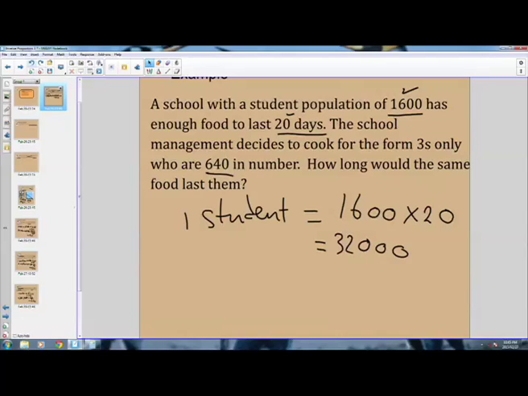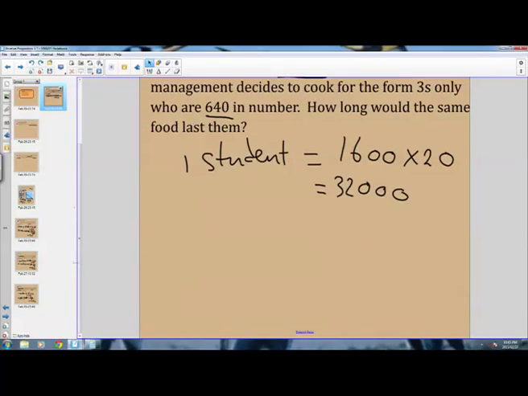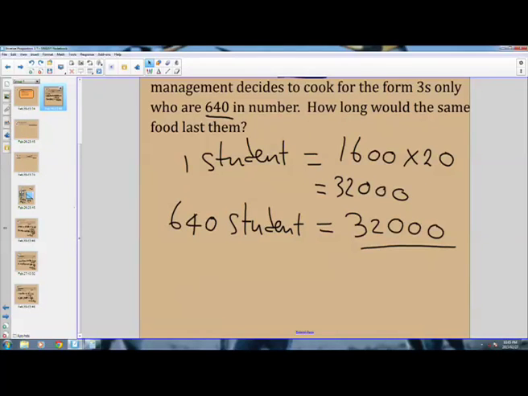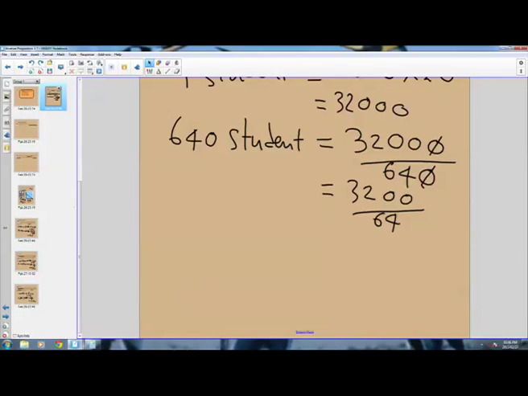So we want to know the time taken by 640 students to finish this. And this is how we'll do it. So 640 students will take 32000 divided by 640. This is the time that the 640 students will take. This 0 cancels this, and then you have 3200 divided by 64. Just take your calculator and then divide this.